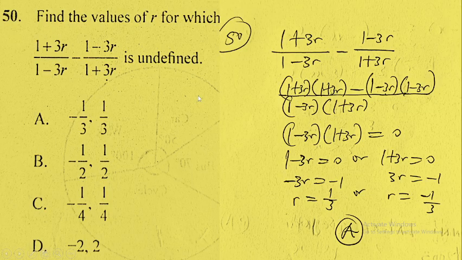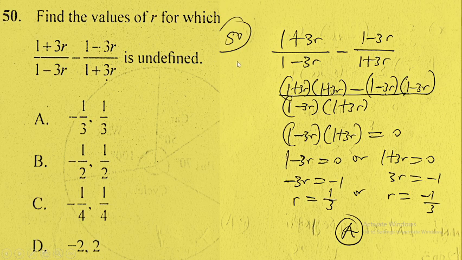So the last question is question number 50 for the WAEC GCE 2022 General Mathematics Objective questions, which I believe you have been enjoying so far, as you have been solving the questions together step by step. So let's solve this last one together. Find the value of r for which (1 plus 3r) over (1 minus 3r) minus (1 minus 3r) over (1 plus 3r) is undefined.